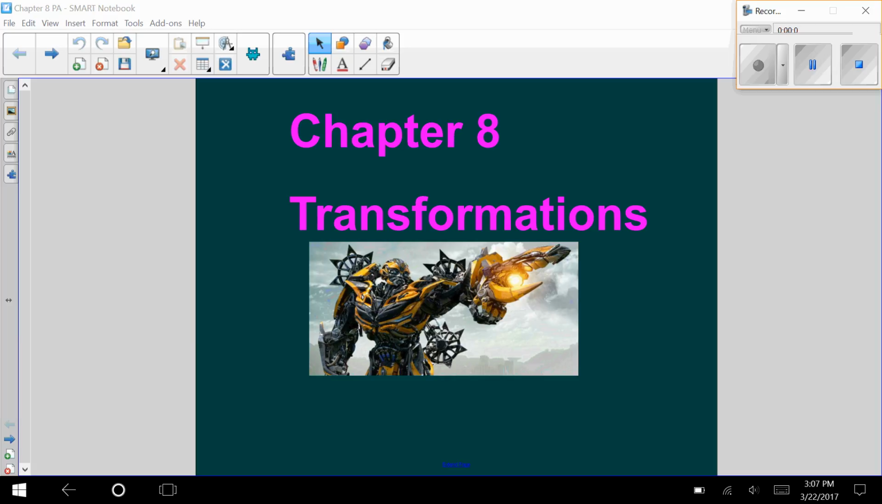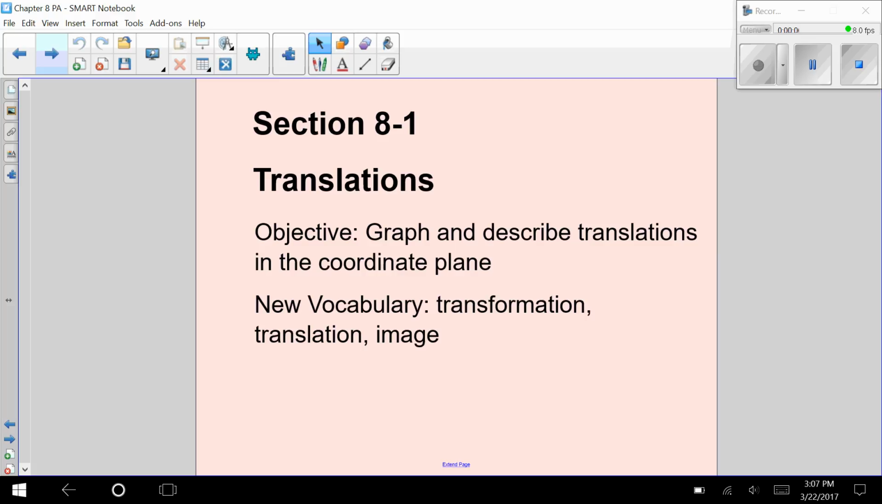All right, this is chapter 8, transformations. Our first section is translations. Our objective today is to graph and describe translations in the coordinate plane.